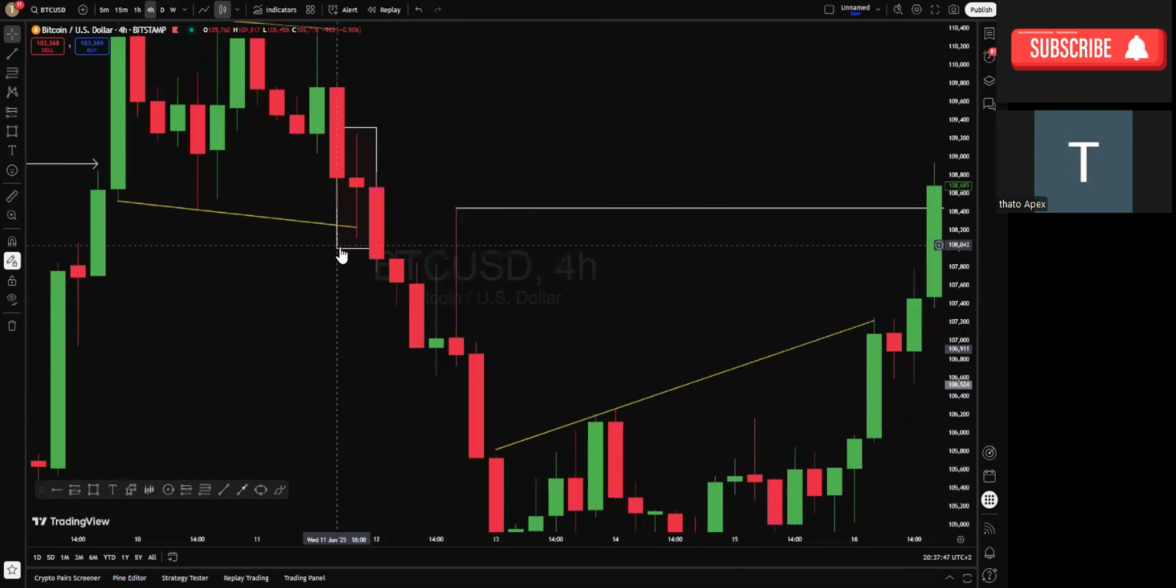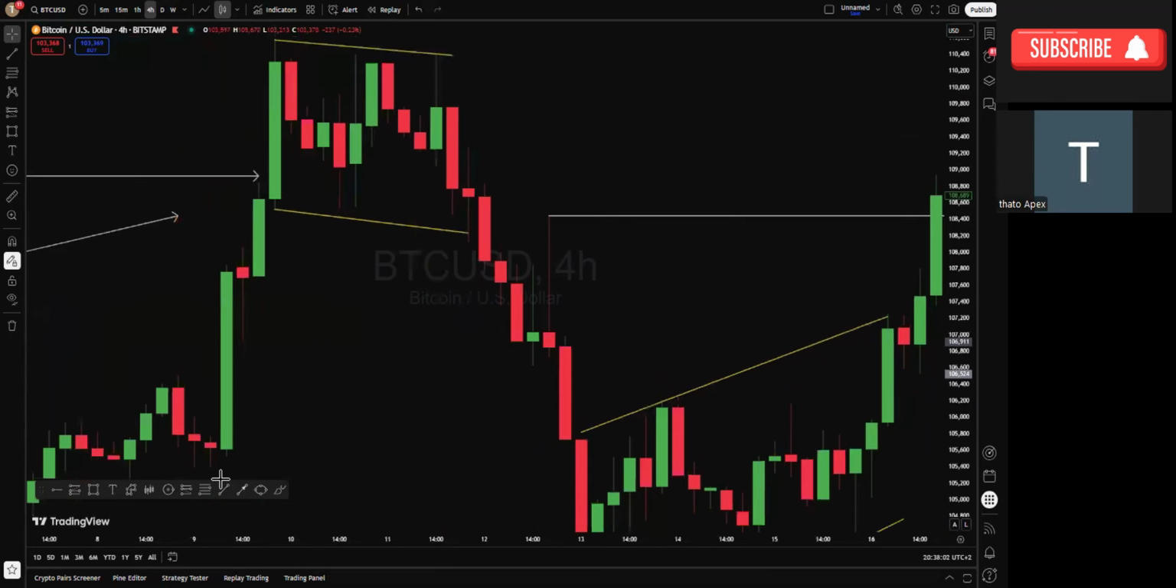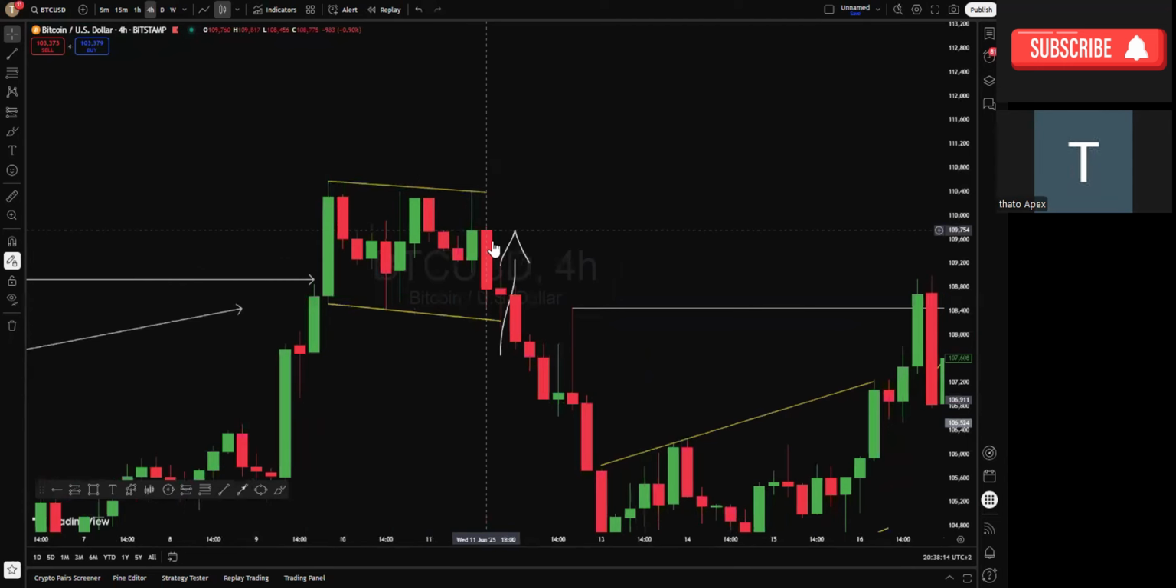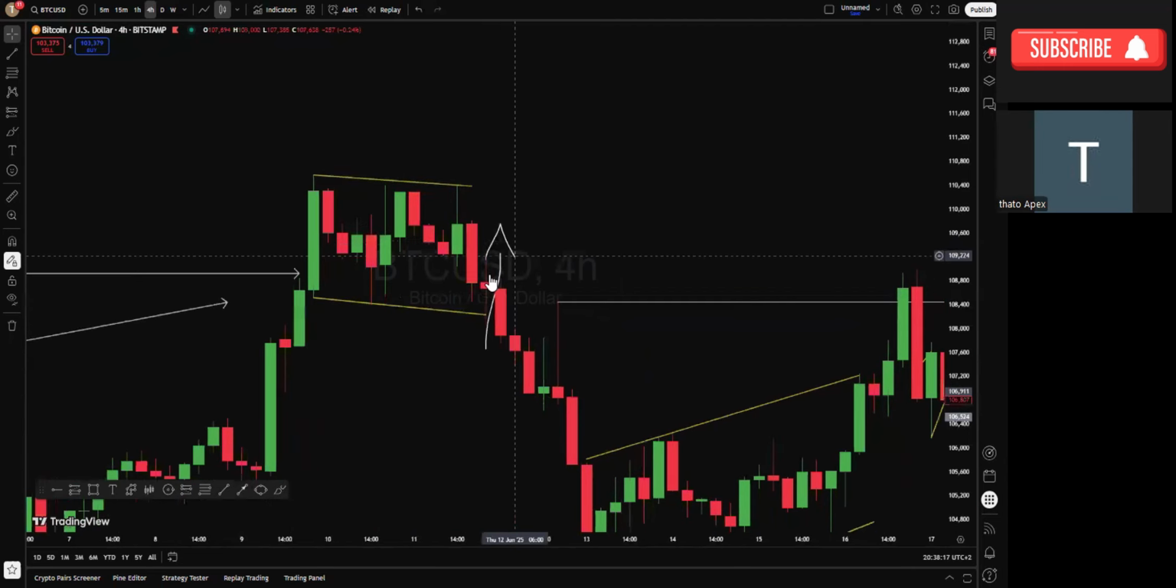So price must not make a dead touch with the wick, even on the 4 hour, even on the 1 hour, even on the 15 minutes or the 5 minutes. So that's the reason why Bitcoin, because of the structure, failed because of that wick. Yes, exactly. On the third touch. The third touch. That's the reason why the structure failed.